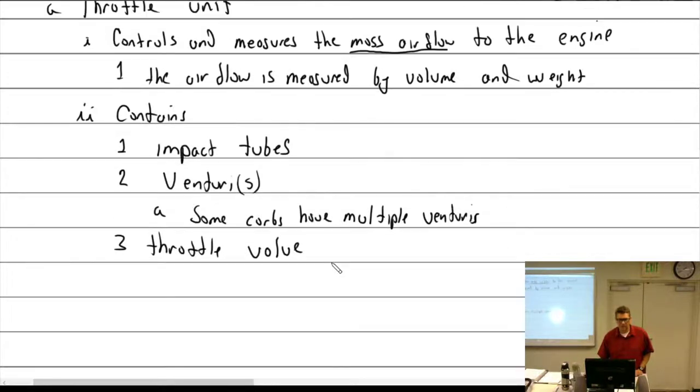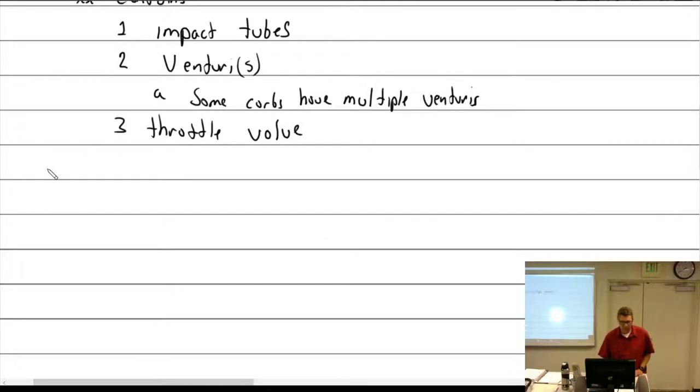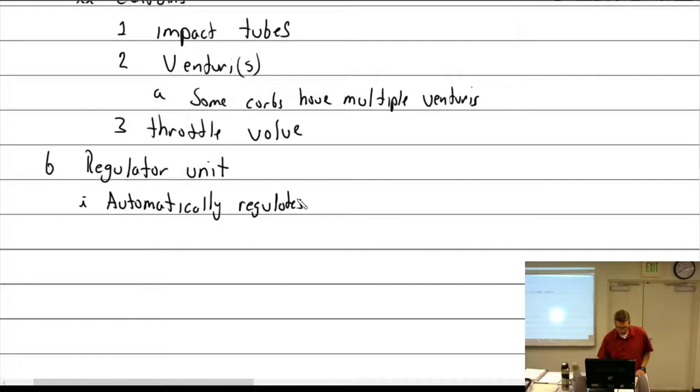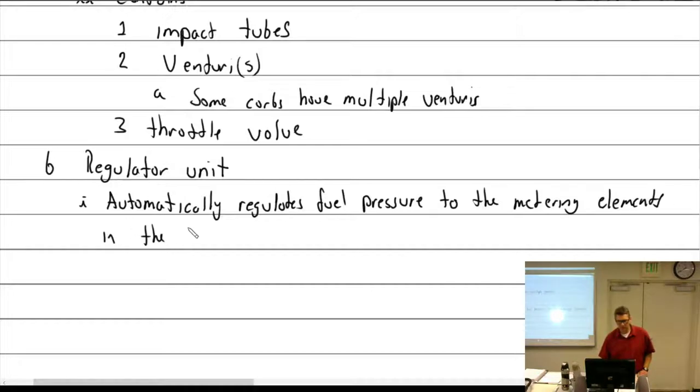Okay, so we have the throttle unit with those items. We have the regulator unit. It automatically regulates fuel pressure to the metering elements in the fuel control unit.